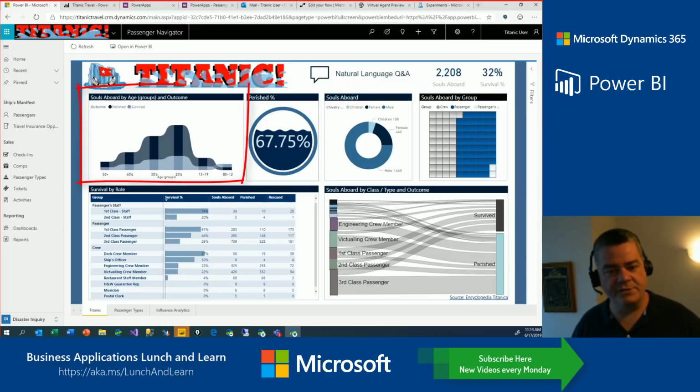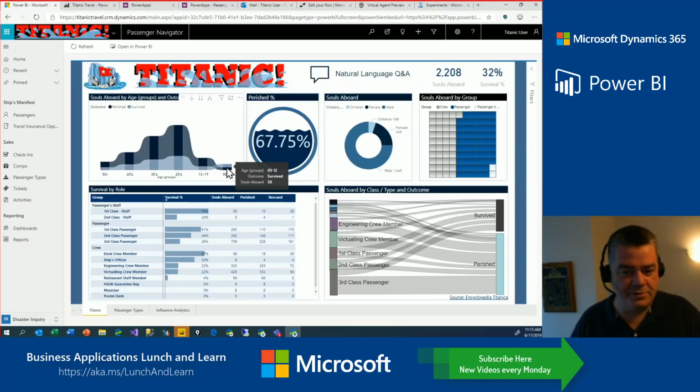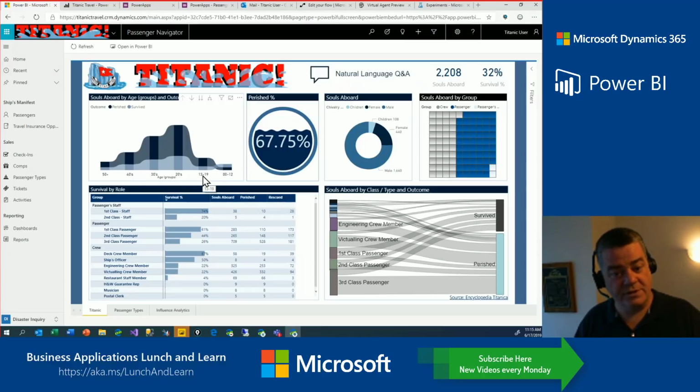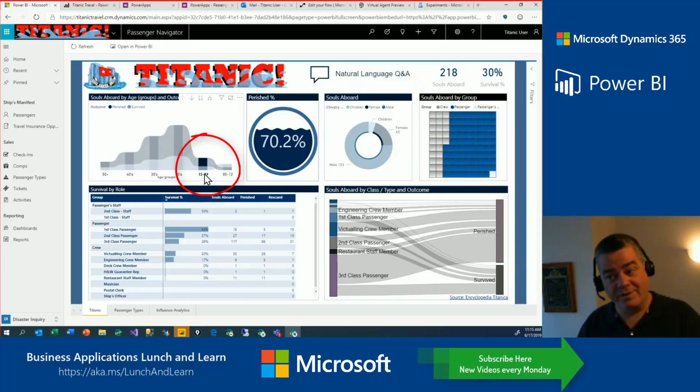For instance, in this case, this visual here is called a ribbon chart, and it lets me look at things like the groups and the people who are the children, the 0 to 12-year-olds, and we see that was the only group in which more of them survived than perished. Then if you move up a group to just the teenagers, you can see there's a difference in the outcome. If I filter on that, I can see the rest of the dashboard filter to just that particular group. And in this case, I can see that only 30% of the teenagers on board survived.